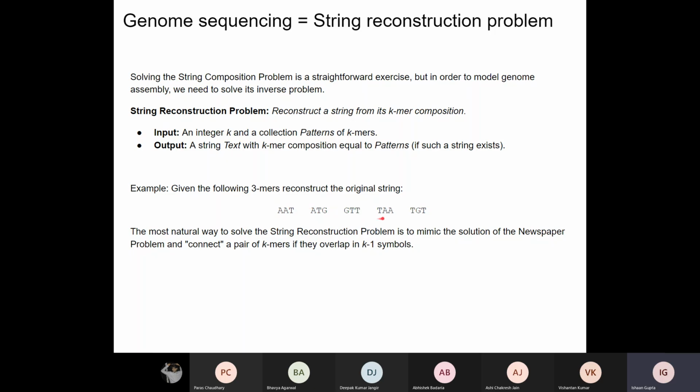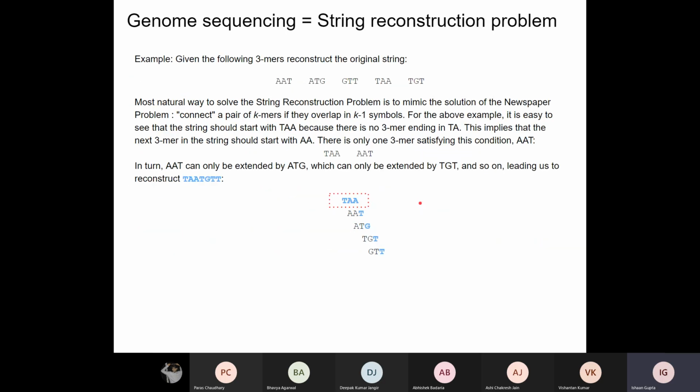If I'm giving you the k-mers like this, you can already start to see some patterns. There is AAT and TAA. So basically TAA and AAT overlap, so it will be TAAT here. Now you have to look for AT. There is an AT here, so you can add TAATG. Now you have to look for a TG. There's a TG here, so there's a T here. And then you have to look for a GT. So you will essentially overlap TAA, AAT, ATG, TGT, and GTT, and you reconstruct the original string.